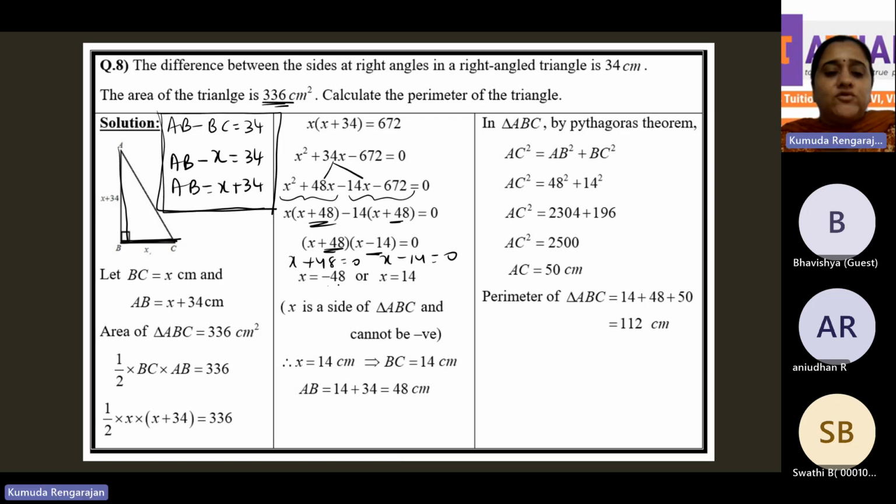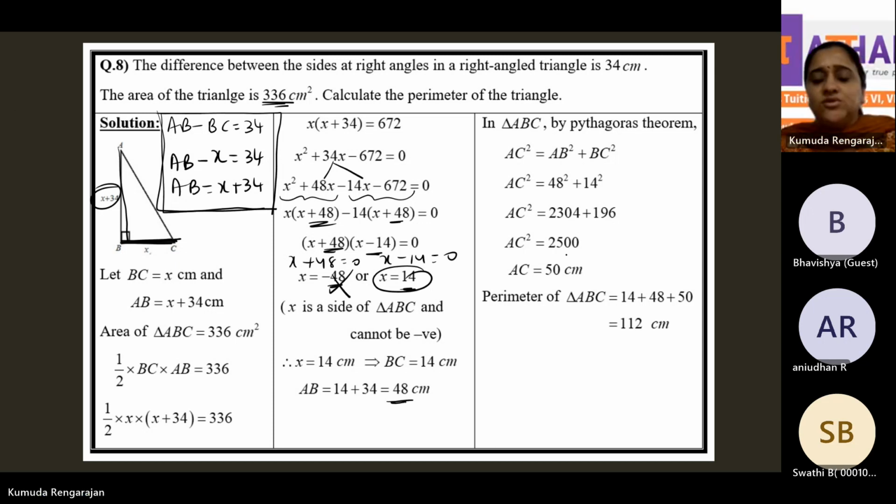So now we got two values for x, minus 48 and 14. This is negative, so we reject this. Because what is x? It's a side of the triangle and it cannot be negative. So we go with x, which is 14. If x is 14, that means BC is 14. So AB will be 14 plus 34, which is 48. Then find the hypotenuse using Pythagoras theorem and find the perimeter.